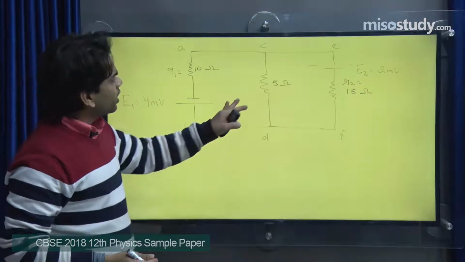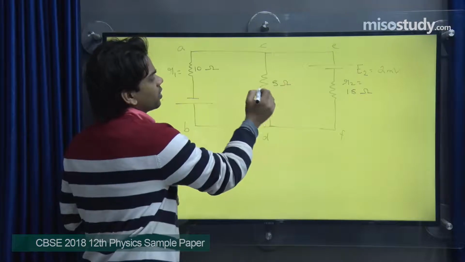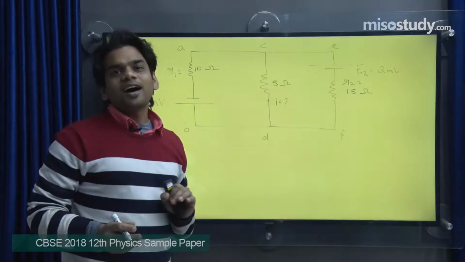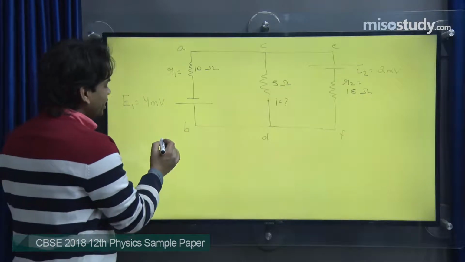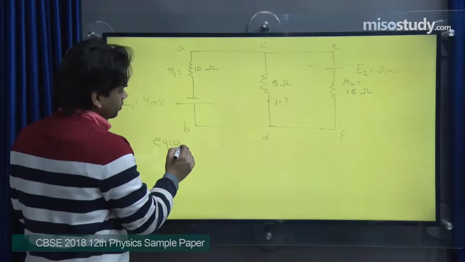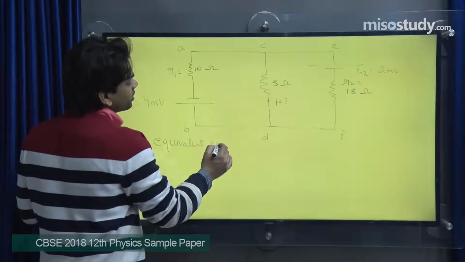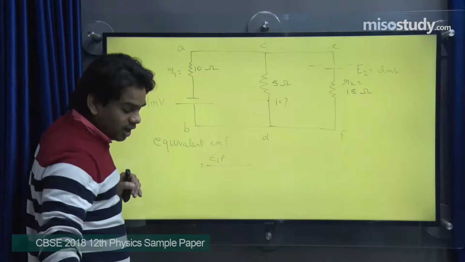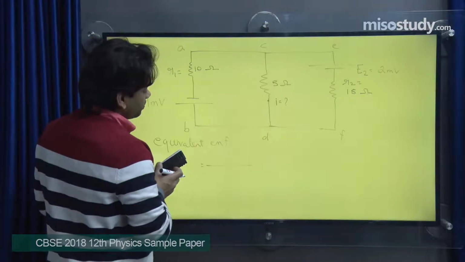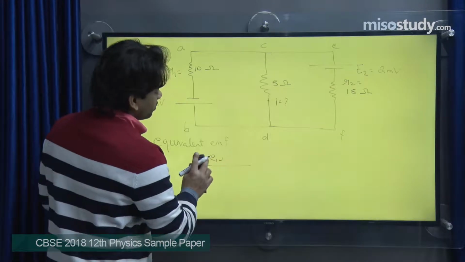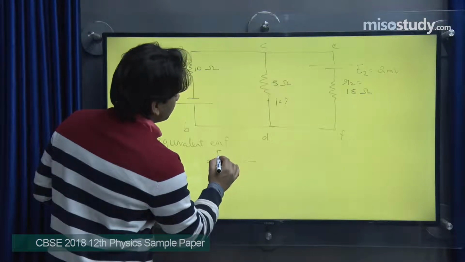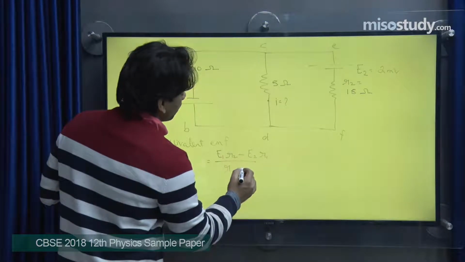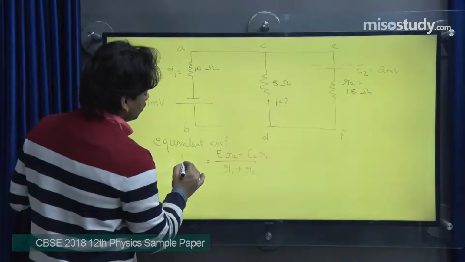Now, we are required to find the current in this part of the circuit. Can you think of this: this cell and this cell are connected in parallel, so the equivalent EMF, if you have learned this for two cells in parallel, is E1 R2 minus E2 R1 upon R1 plus R2. This you will get as the equivalent EMF.